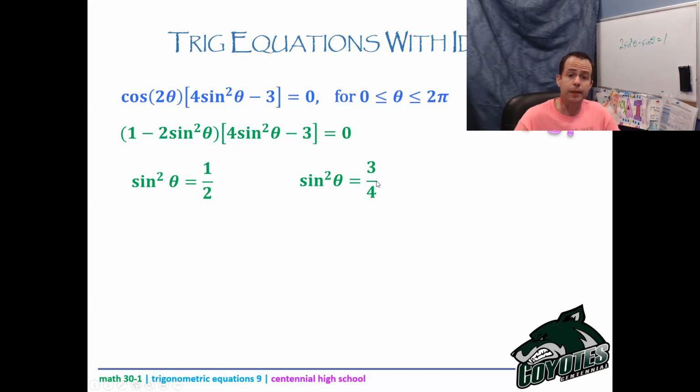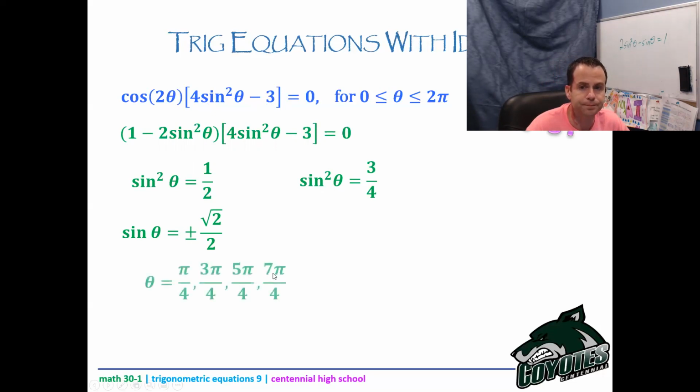Now for both of these, the next step is to take the square root. So here's my friendly warning one more time. When you take the square root, it could be plus or minus. So this guy here, sine of theta is going to be plus or minus root 2 over 2. And then over here, we're going to get plus or minus root 3 over 2. Okay. Let's solve this guy first though.